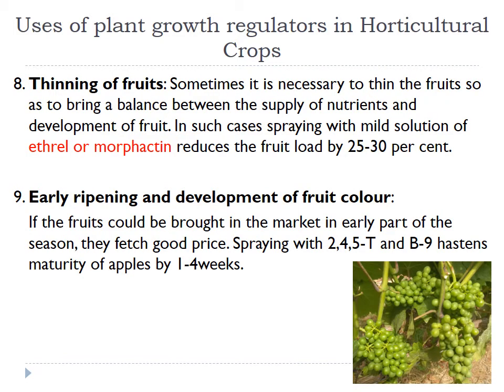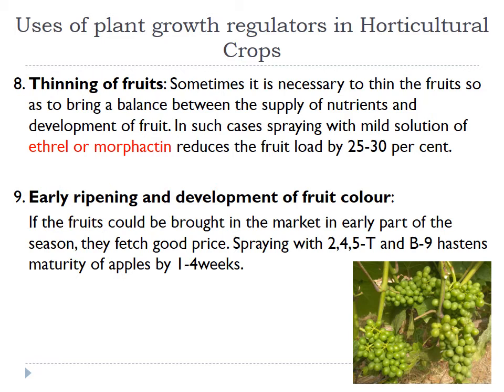Thinning of fruits is commonly done in grapes. It is important to thin the fruit so that whatever berries are present, they get enough space for enlargement. It also helps to bring balance between the supply of nutrients and the development of fruit. So in this case, a mild solution of ethyl or morphactin is used to reduce the fruit load by nearly 25 to 30%. So the larger berries are required for export quality.